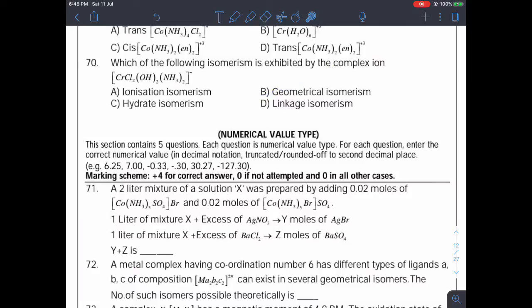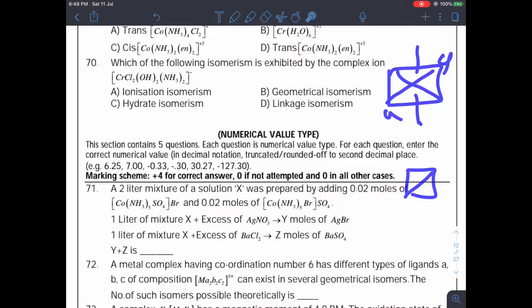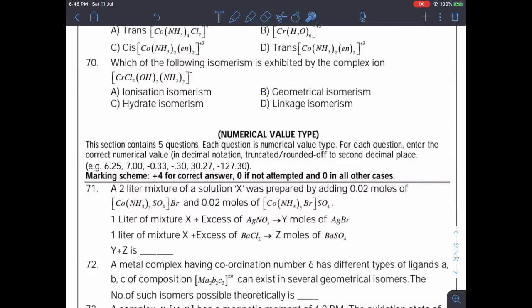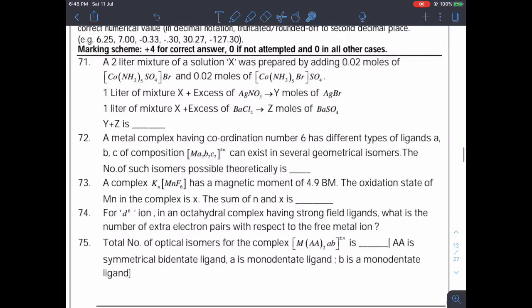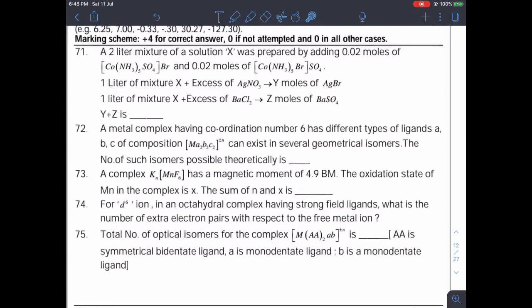You can do that, like you can make cis and trans. You take 2 chlorine here and here in one case, arrange the others, and you take 2 chlorine here and here and arrange the others. So this is cis and this is trans. So yes, geometrical isomerism will be there. Now moving to question number 71.